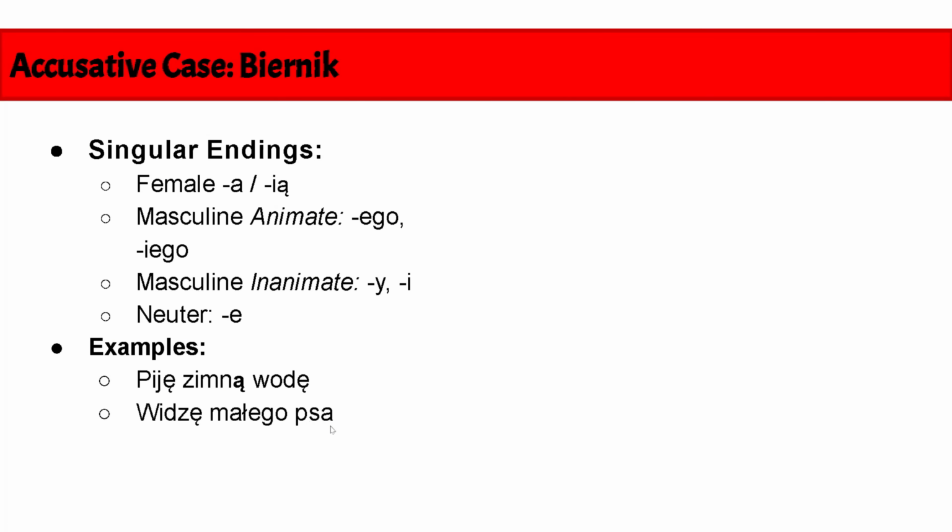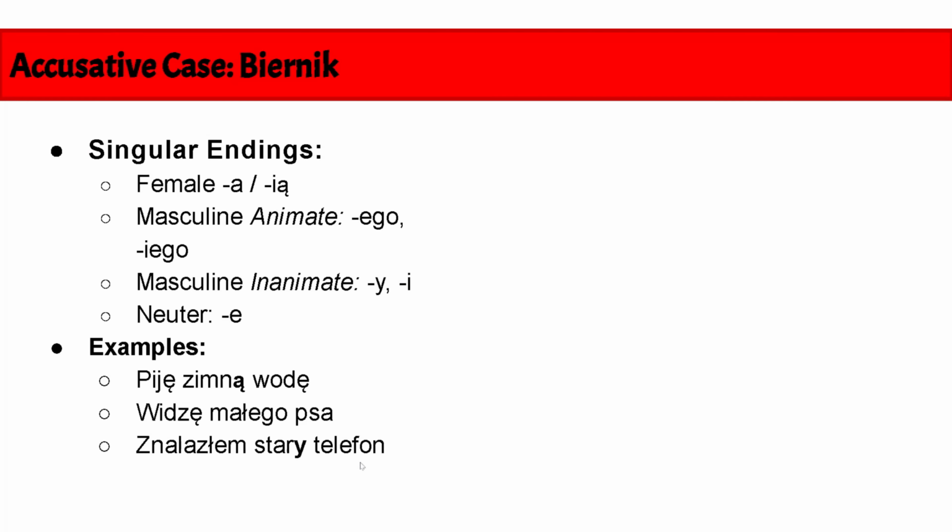Widzę małego psa. I see a small dog. Psa is the accusative form of pies, so we don't touch it. But pies is a masculine animate noun because a dog is a living thing. So we add the ego or iego ending to the adjective. So instead of mały, we have małego.